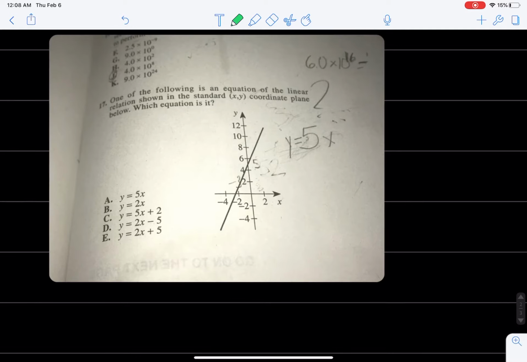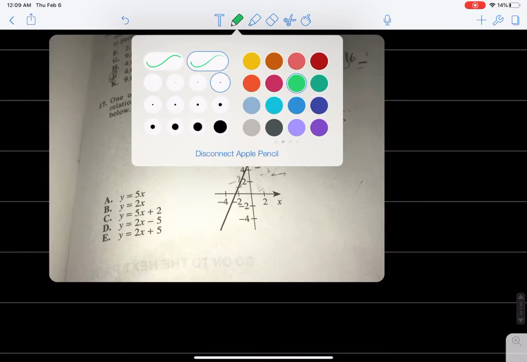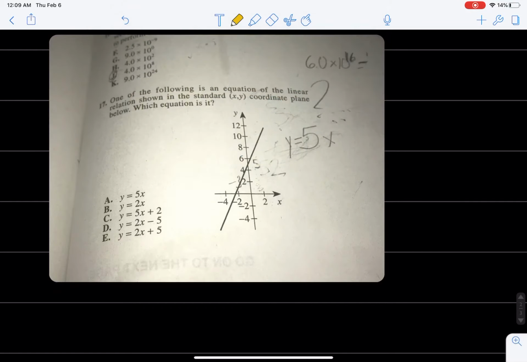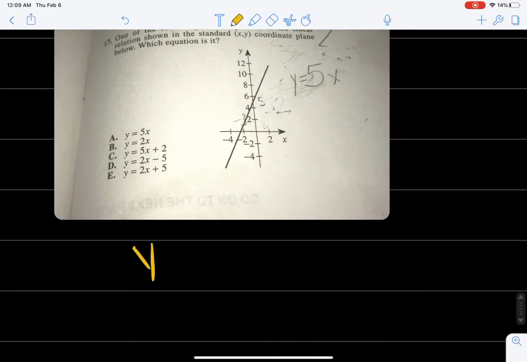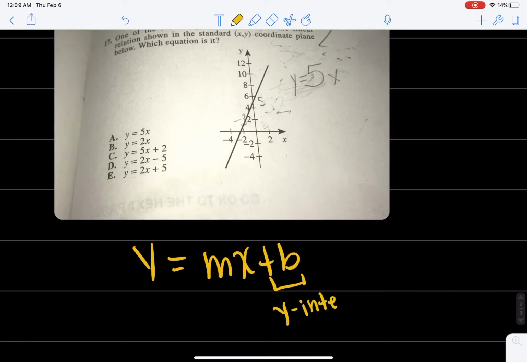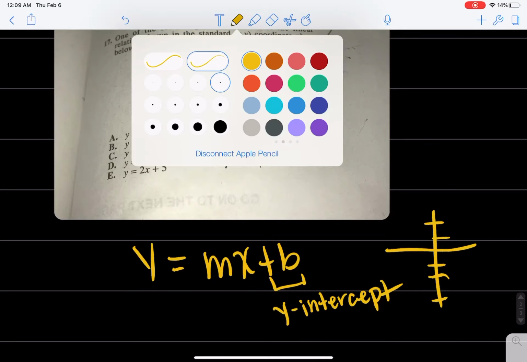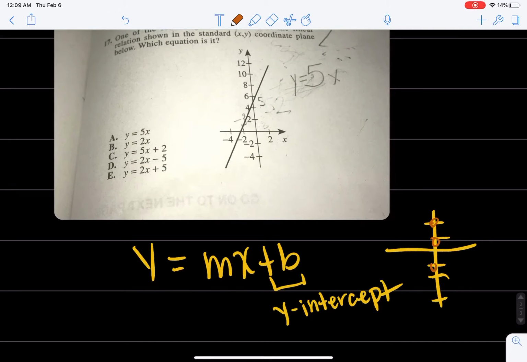So next one is, one of the following is an equation of the linear relation shown in the standard xy coordinate plane below. Which equation is it? Okay, so for these, we have y equals mx plus b, where b is the y-intercept. So y-intercept is where does it cross y? Here, here, here, here, here. So b is the y-intercept.